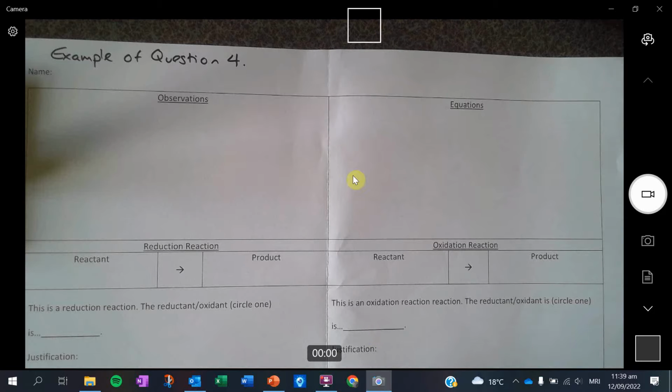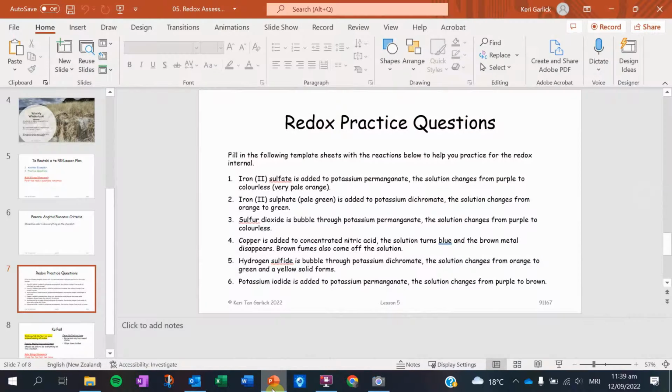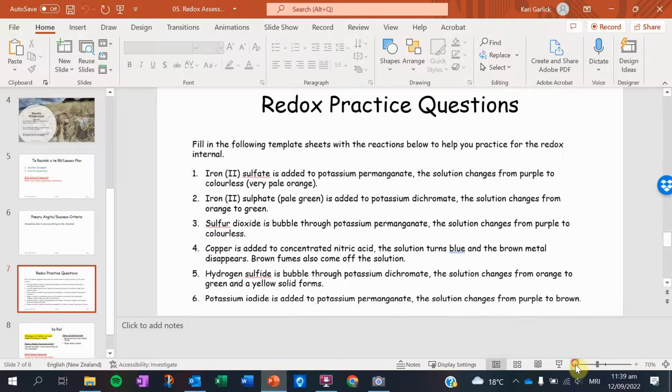All right, everybody, I'm doing question number 4 as our example. There should have been a list of redox practice questions, and I've been told that you guys have done some of this with Ms. Mudford. You said you've done question 1 and 6, so you still need to work through questions 2, 3, 4, and 5. Shall I do question number 2, or do you want question number 4? All right, let's just do question number 4.